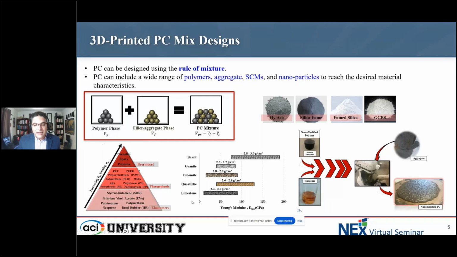typically used with different aggregate. I'm showing here different types of aggregates used in polymer concrete. In our case, we do a nano-modified polymer. So we modify the polymer itself first before we mix it with the aggregate. The objective of the nano-modification is to add some specific properties or characteristics to the polymer concrete.